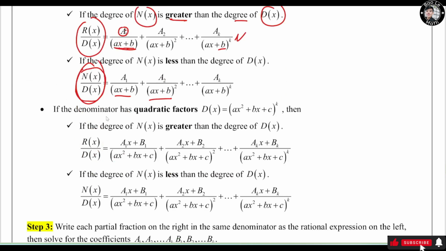Now if the denominator has quadratic factors like as squared plus bs plus c raised to the k, we do exactly the same thing on the top. The only thing different right here is that the bottom is the quadratic factor, then the top should be the linear factor, 1 degree less than the bottom, so keep that in mind. Everything else should be the same.